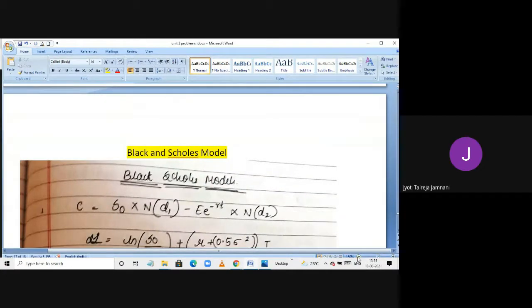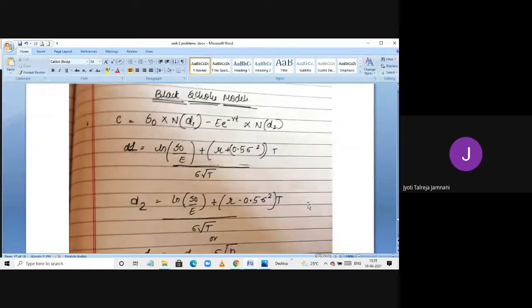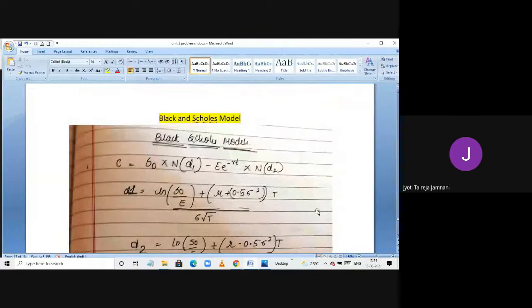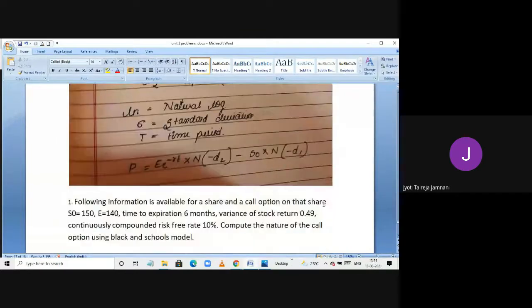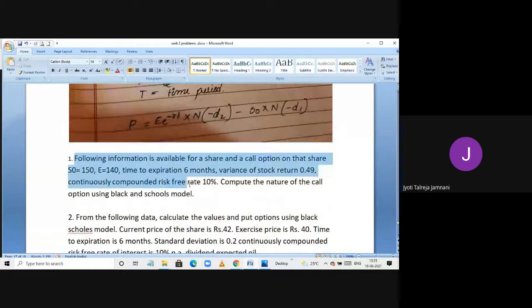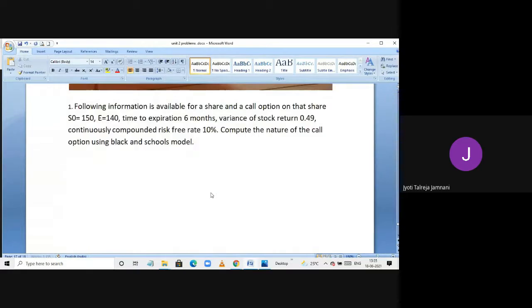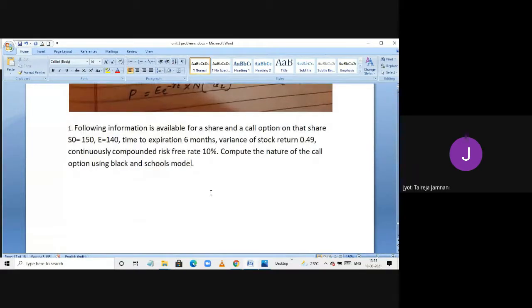So today we're going to start with the Black and Scholes model. These are the formulas. We'll do the first sum and I'll write the formula again. From the following information available for a share and a call option on that share, they've given you S0 150, exercise price 140, time 6 months, variance of the stock return.